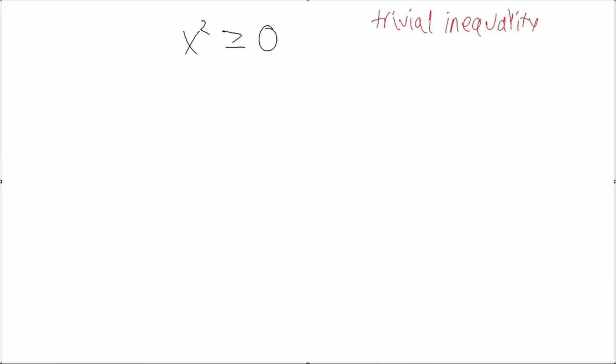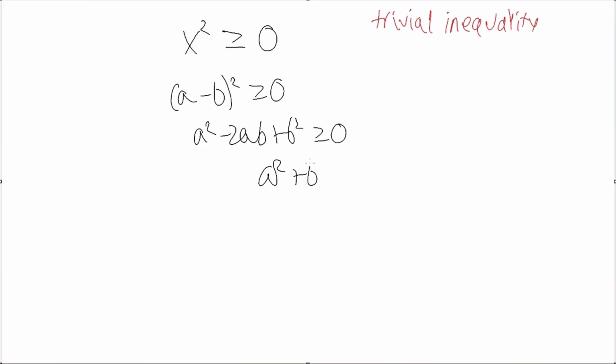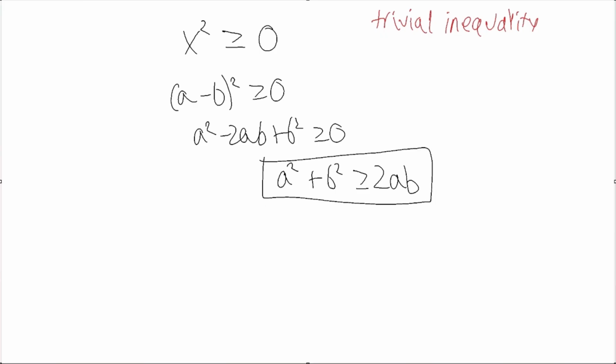And this actually says a lot because, for example, if we plug in a minus b squared here, then this is a squared minus 2ab plus b squared, greater than or equal to 0. And with that, we arrive at our first non-trivial result. A squared plus b squared is greater than or equal to 2ab. And this is known as something called AMGM, which I'll discuss later.